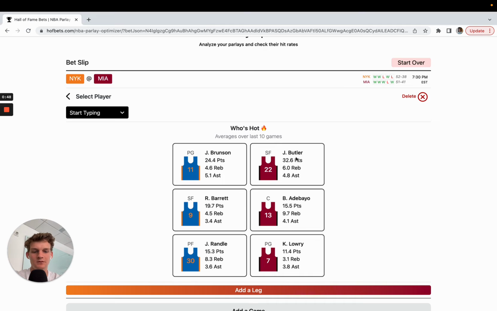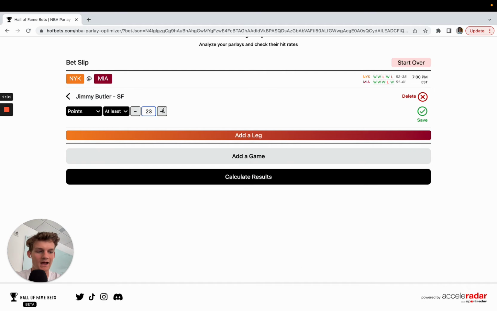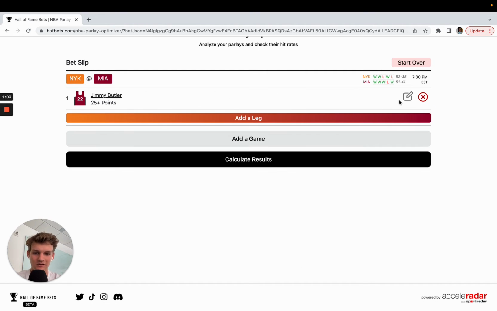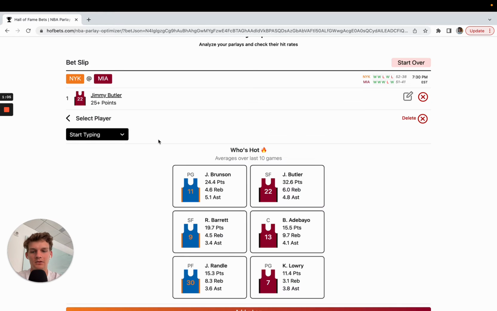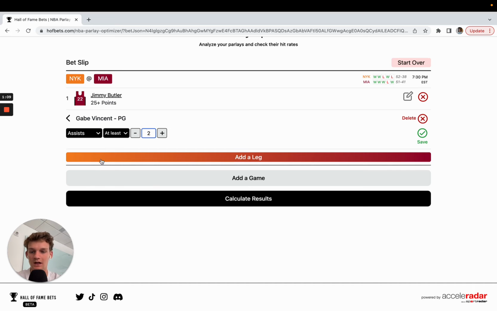Now, once you hit on player props, it will come up the hottest players in each statistical category. So for the Heat, we have Jimmy Butler, Bam Adebayo, and Kyle Lowry, whereas for the Knicks, we have Jalen Brunson, RJ Barrett, and Julius Randle. But don't worry, we can select many more players than this. So for today's, we're going to be looking at Jimmy Butler, and we're going to have his line at 25 points. Obviously, he's been super hot in the playoffs, and so you're probably not going to be getting as much value for that line as you would in the regular season.